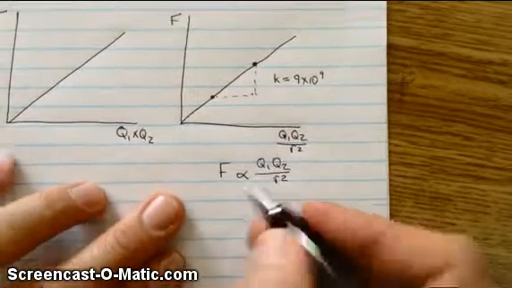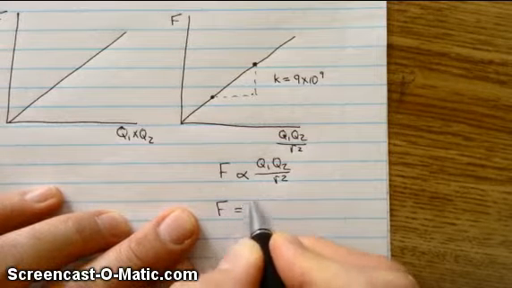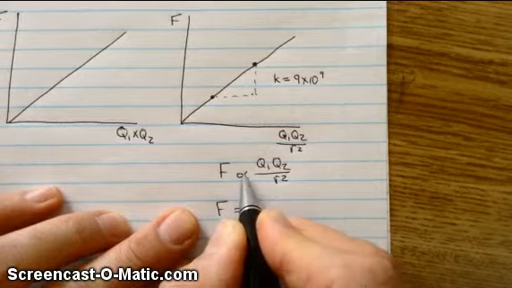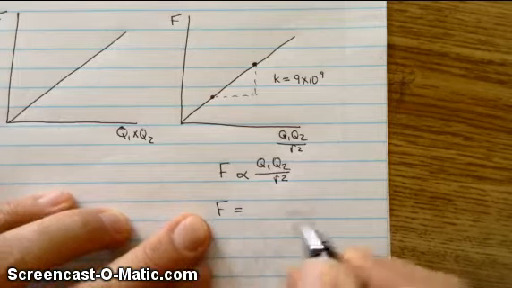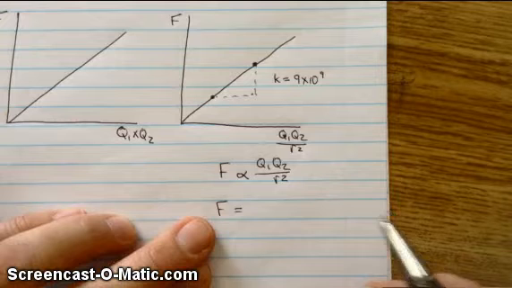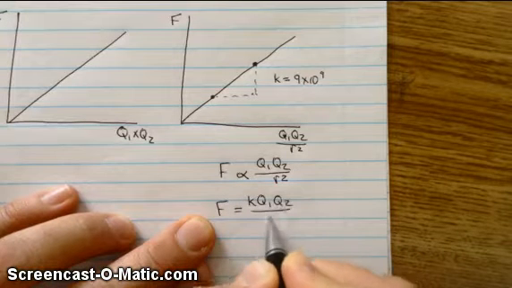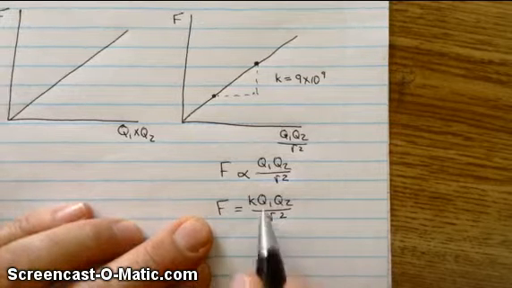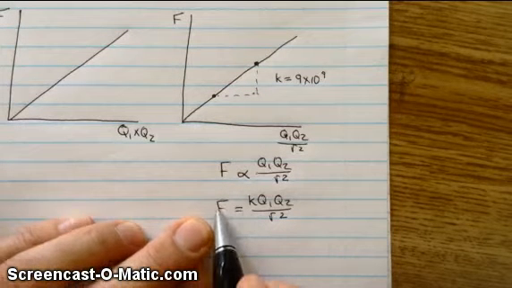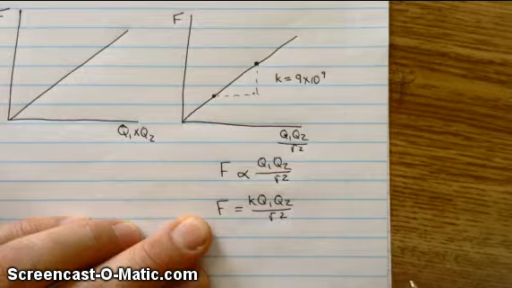And if you convert this to an equation, it will be force equal to, now a proportionality must always be replaced with a proportionality constant, or we call it the gradient, which has this fancy name of proportionality constant. So equal to k Q1 Q2 over r squared. And that is the relationship that Coulomb established, that the force between two charges is directly proportional to the product of the charges and inversely proportional to the distance squared between the charges.